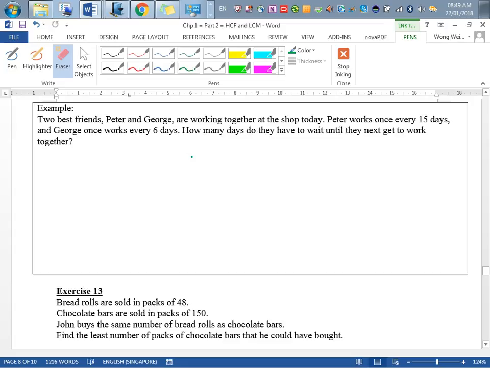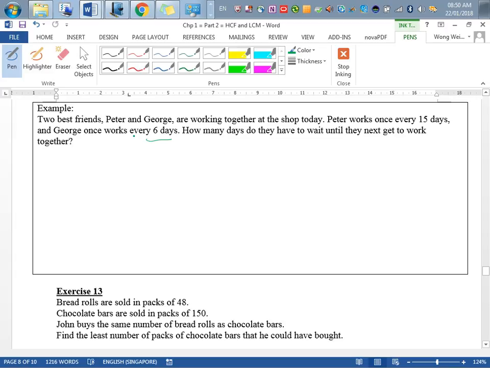You must first understand the scenario. Okay? So let's say today is Monday. Both of them work together. Are they working tomorrow? No, right? What about Wednesday? No, right? But after 6 days, then George will work again. But his good friend Peter is not working. So he doesn't get to see his good friend. Now, after 15 days, Peter comes to work. But is George working? George is not working. Doesn't get to see him. So when do they get to see each other?